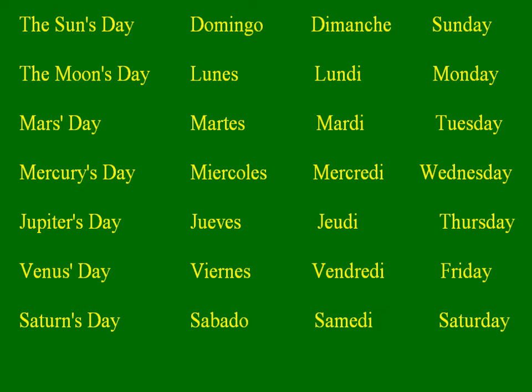And Mars's day. Okay. In French, Mars's day is Mardi. Mardi Gras occurs on Tuesday because Mars's day is Tuesday. Mercury's day is Wednesday. Jupiter's day is Thursday. Venus's day is Friday.